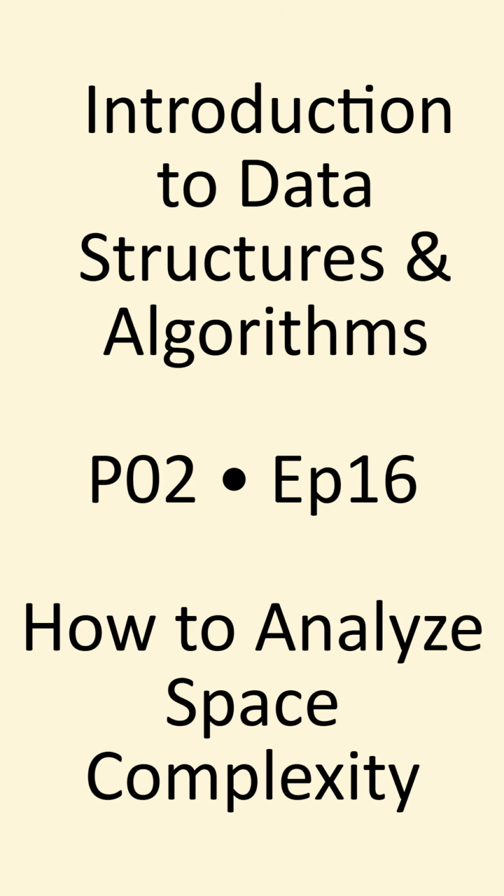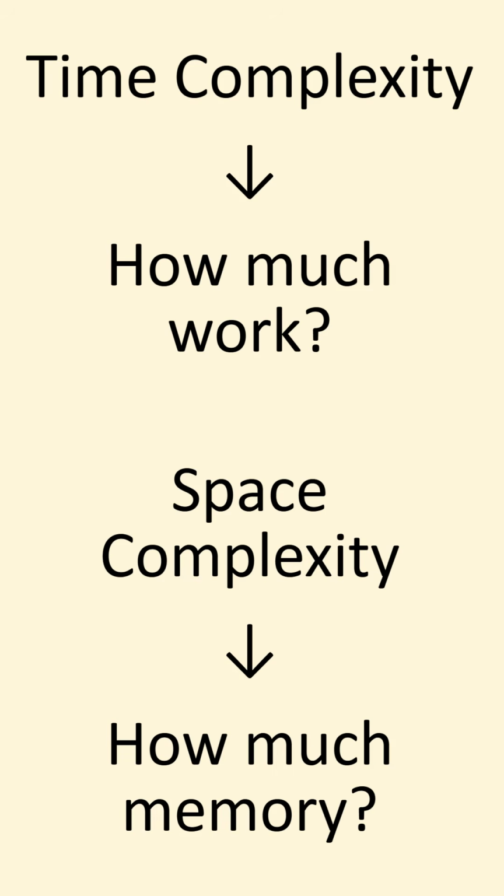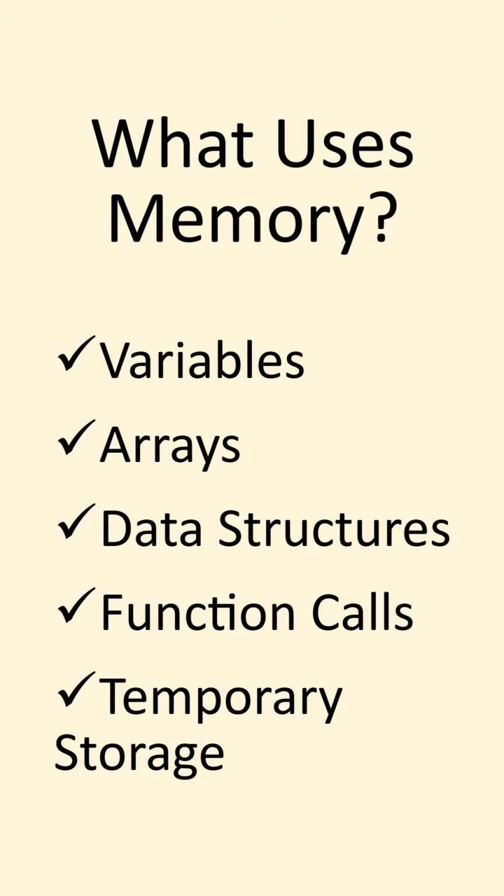Today let's learn how to analyze the space complexity of an algorithm. Time complexity tells us how the amount of work grows. Space complexity tells us how the memory usage grows with the input size. Memory can be used by variables, arrays, data structures, function calls, and temporary storage.